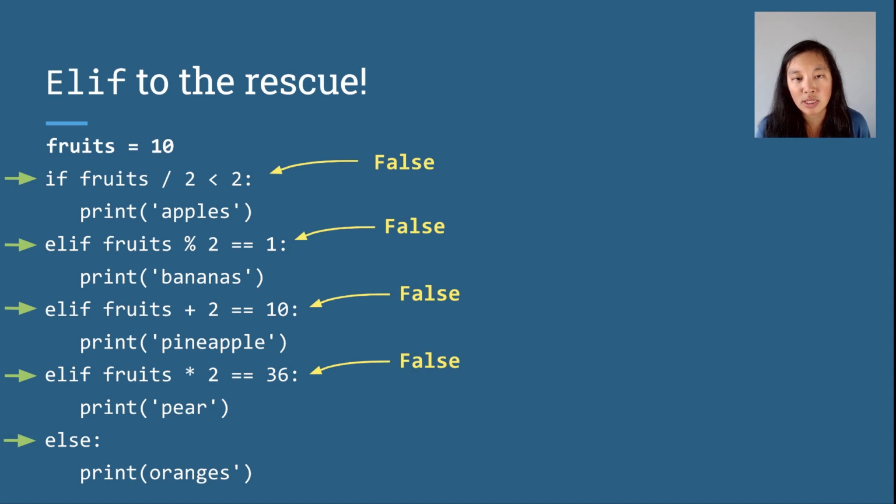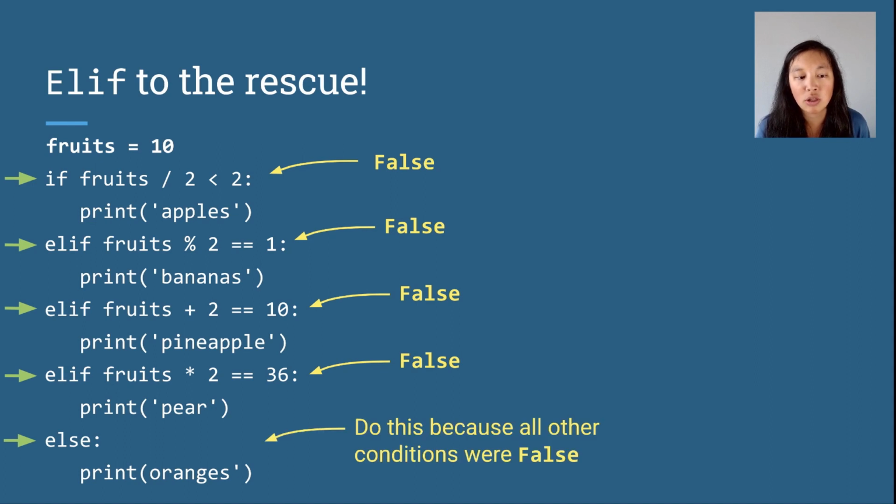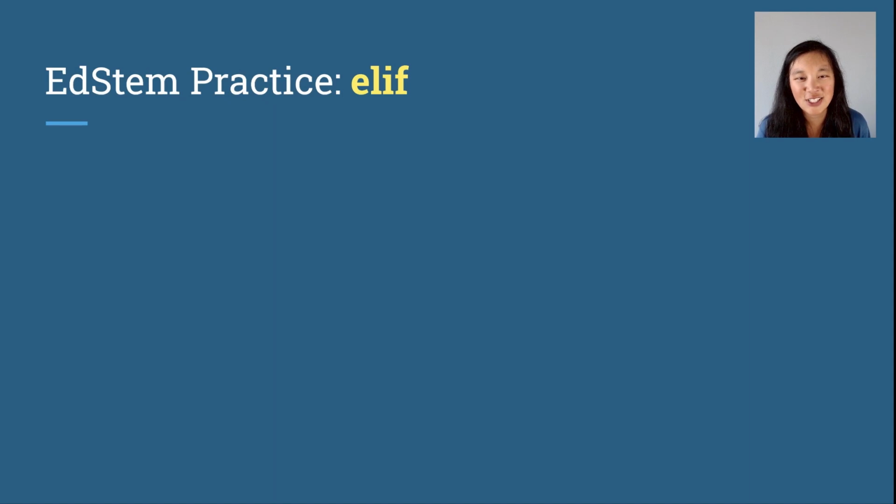So finally, we get to the else statement. This time, it is going to execute because all of the if and elif statements above it are false. So this time, it will go into this and print oranges. Now it's your turn to do some practice with elif in @STEM.